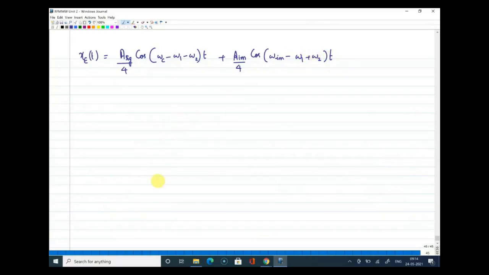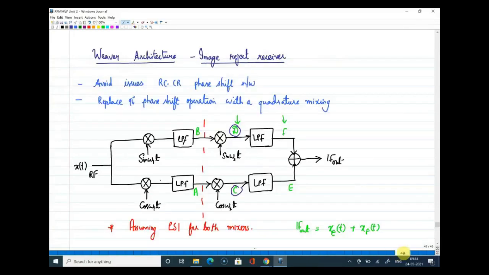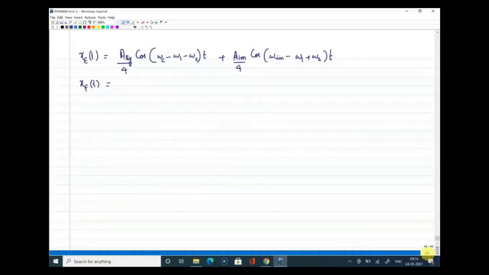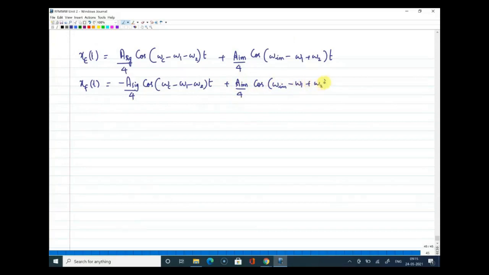And similarly, if you write the signal at Xf of t, just neglecting the signals which are marked in red, you will get Xf of t as minus A signal by 4 cos of omega c minus omega 1 minus omega 2 into t, plus Aim by 4 cos of omega Im minus omega 1 plus omega 2 into t.